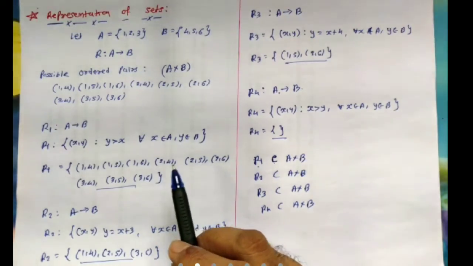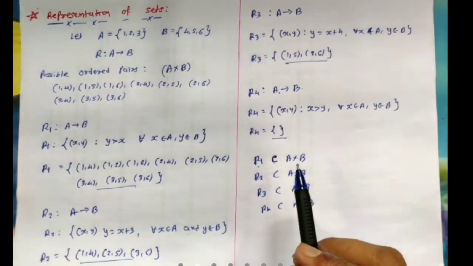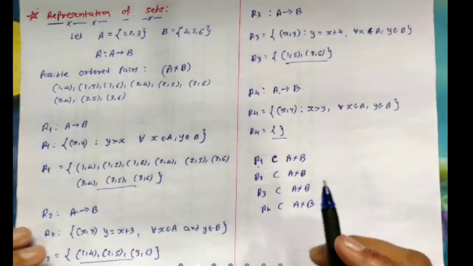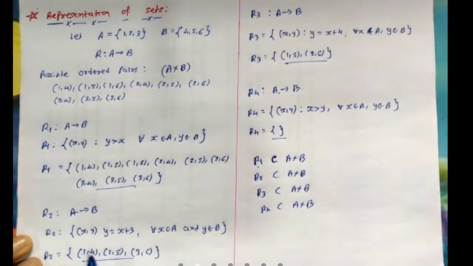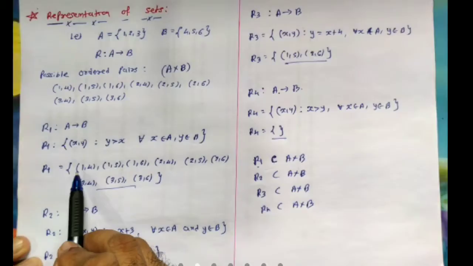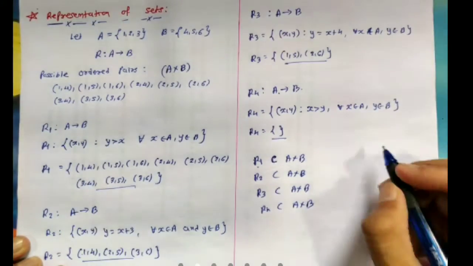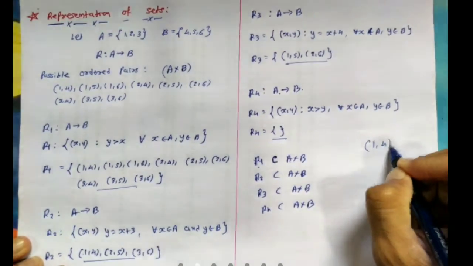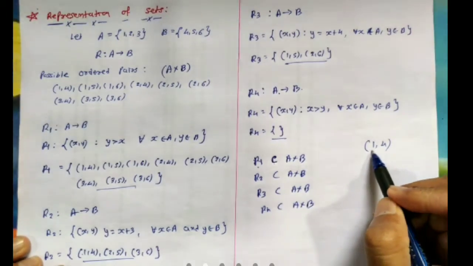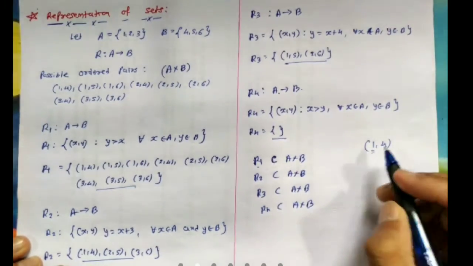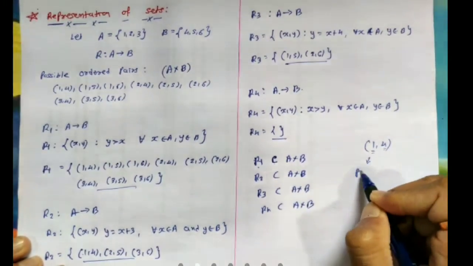Done? So after defining our relation, we defined image and pre-image. For that, we have to consider the ordered pairs of this relation. Suppose relation R1 is there. In relation R1, one ordered pair is (1, 4). In this ordered pair, this 1 is known as the pre-image of this 4. 1 is known as the pre-image.